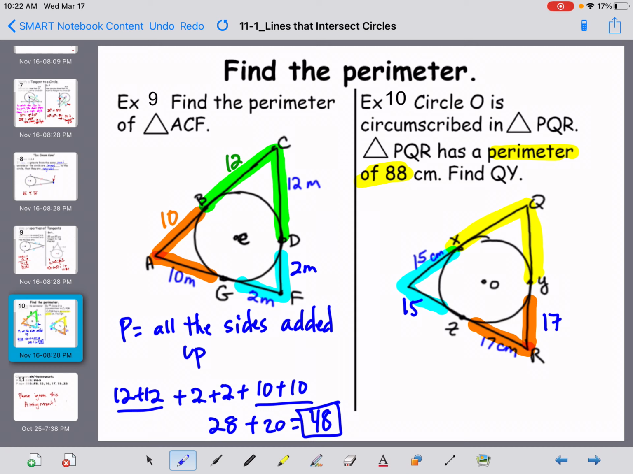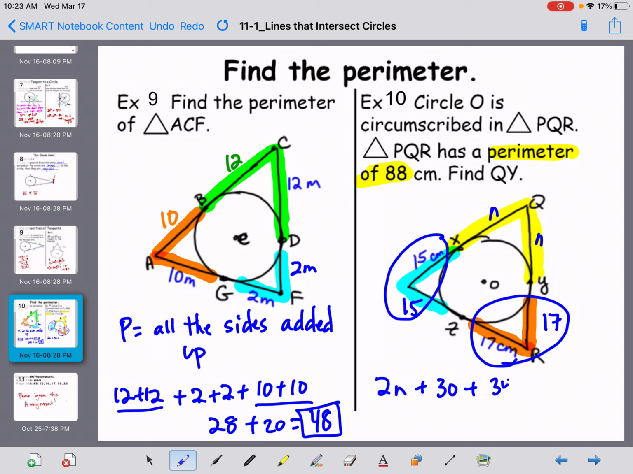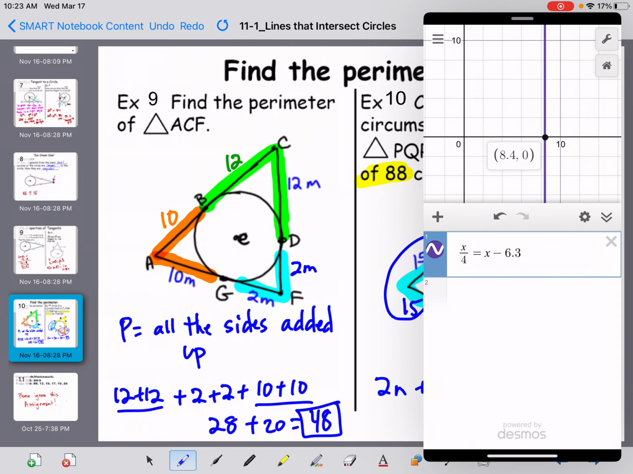Because they used an X there and a Y to label those points, I'm going to use an N and an N. So those two lengths are equal. So how many of those do I have? I have 2 of them. And what's this going to be? That's going to be 30. And then what would this be? 34. Good job. Equals the perimeter, 88. So now, I'm just going to go ahead and type that one in.